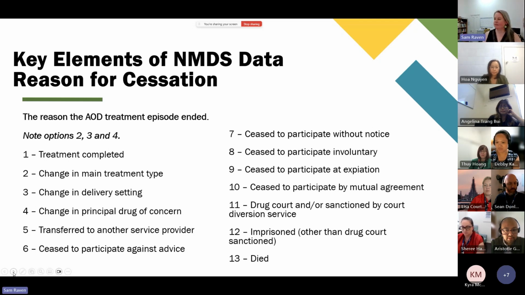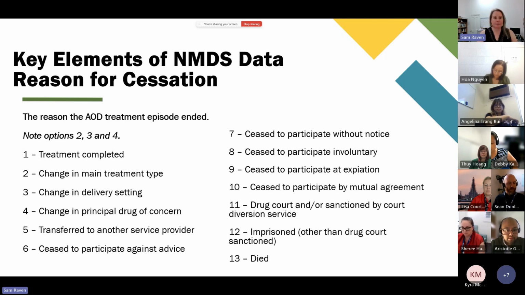Cease to participate against advice, cease to participate without notice. Cease to participate involuntary is where a client has been asked to leave your service because they've breached a rule or there's been some behaviour issue or for some reason they've been asked not to continue. So that's an involuntary cessation.